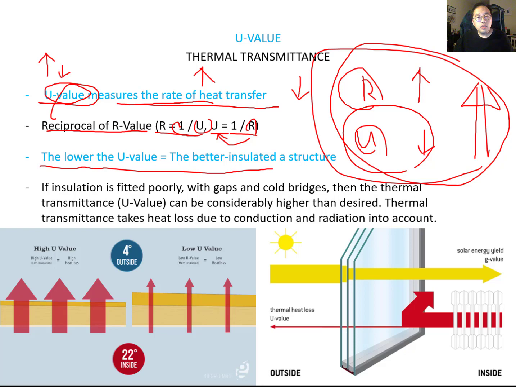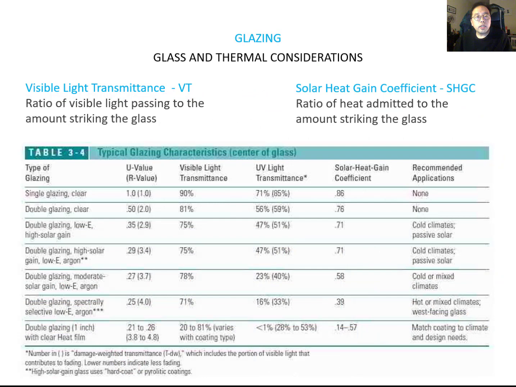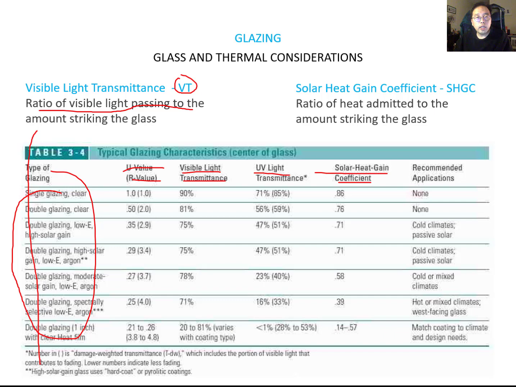So basically from this idea, you can see this table. In this table, you can see the U value and R value for the different glazing types. You can see the visible light transmittance, the VT, which is the ratio of the visible light passing to the amount striking the glass, how much light passes through your glass. And this one is UV light here. This is the solar heat gain coefficient, the SHGC, how much heat gain from the outside.